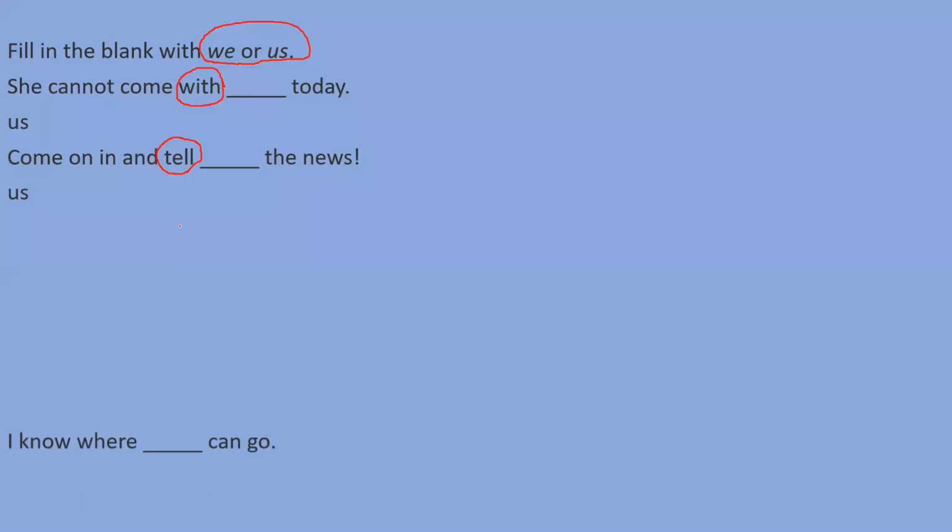Right? Next sentence. I know where we can go or us can go. Which pronoun will come here? Who will let me know? Aditya, you please tell me which pronoun will come here.